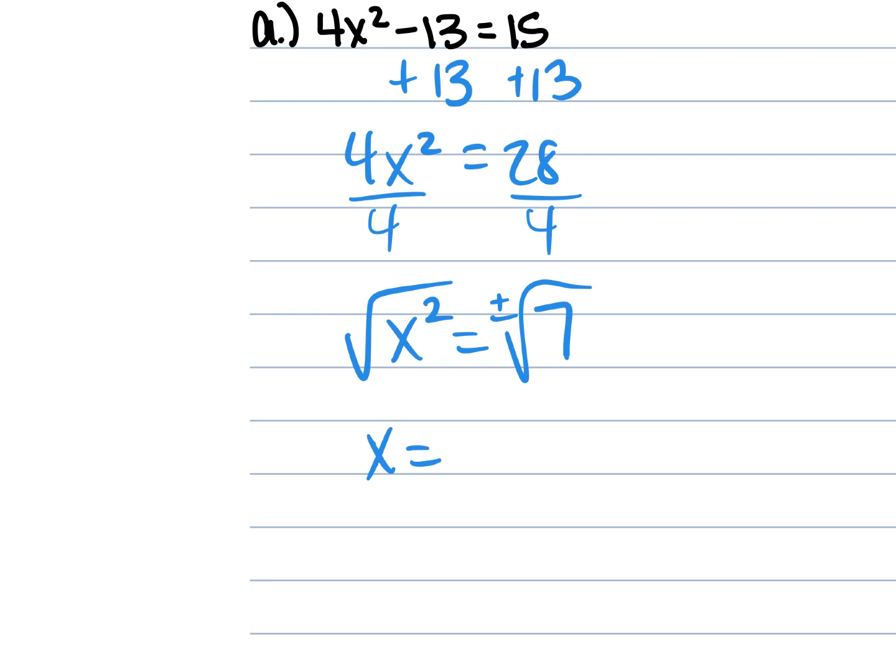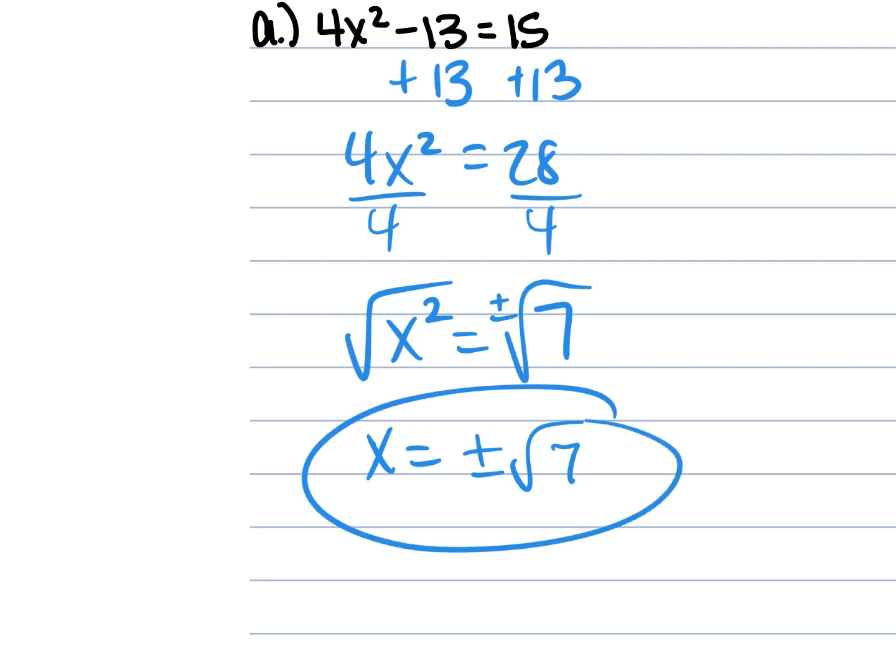Do we know the square root of 7? No. Can you break it down? You can break it down into 1 and 7. Are either of those perfect squares? No. So do I care if I can break it down or not? No, so we're going to leave it as the square root of 7.